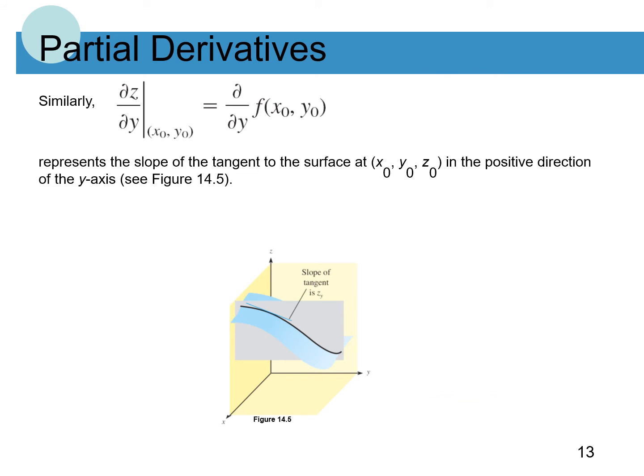And similarly, in the case of the derivative of z with respect to y, we can denote it as this or this. And this partial derivative dz over dy shows that we have the slope of the tangent to the surface at x null, y null, z null in the positive direction of the y-axis, as you can see by this blue line.